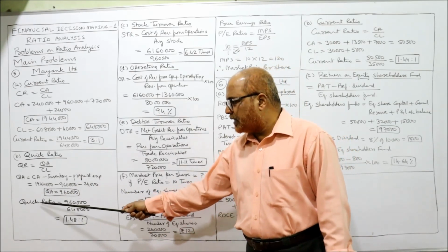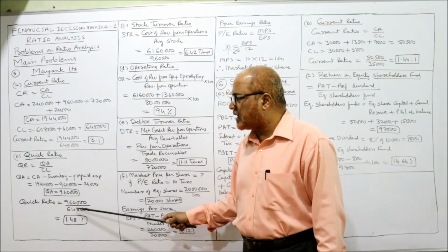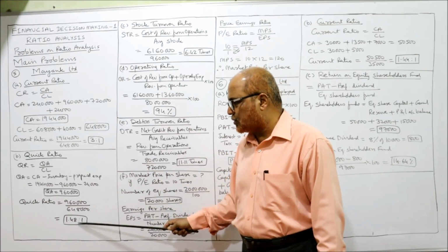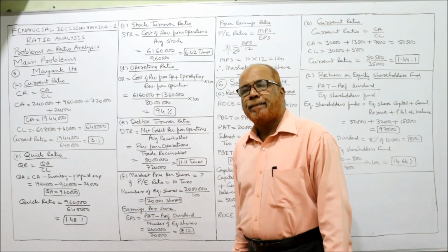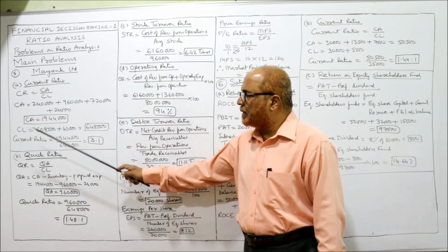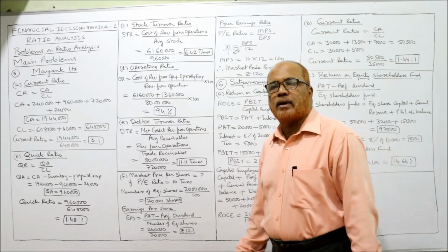Now we can find out quick ratio. Quick assets 9 lakh 60,000 by current liability 6 lakh 48,000, so 1.48:1. This is the quick ratio. 2 ratios we have completed, current ratio and quick ratio. The third ratio is stock turnover ratio.